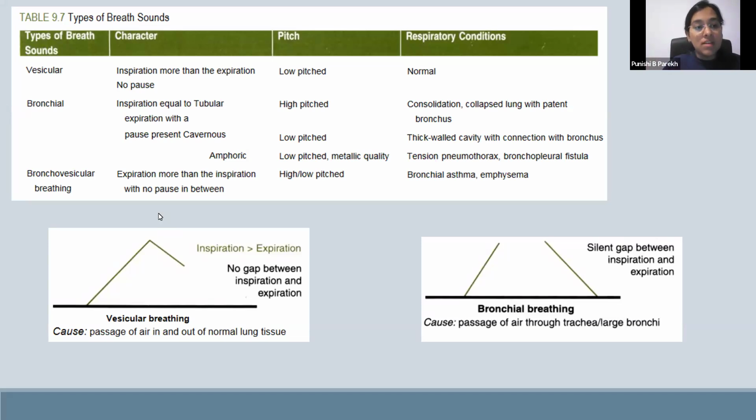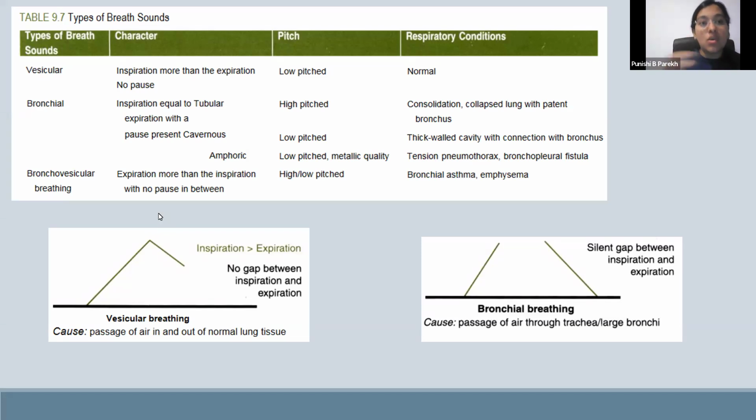Whereas bronchial breathing is what you hear when you put your stethoscope on the manubrium sterni or on the larger airways like the trachea. In bronchial breathing, there is a gap between the inspiration and the expiration, and usually the expiration is longer than inspiration. So when you have passage of air through the trachea or large bronchi, when you put your stethoscope over the manubrium sterni, what you hear is bronchial breathing.